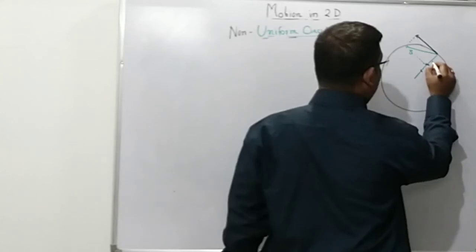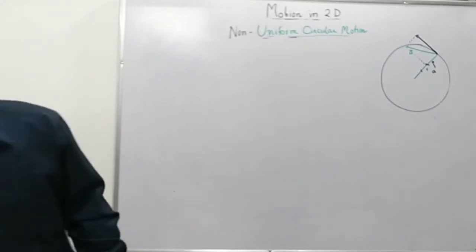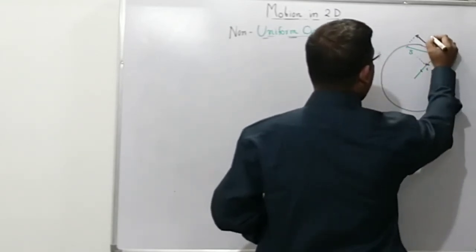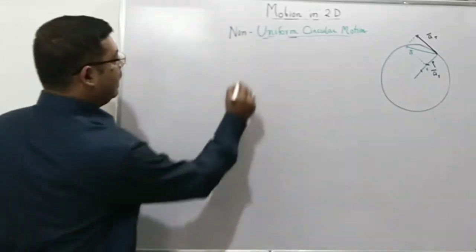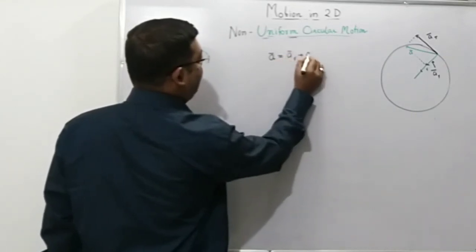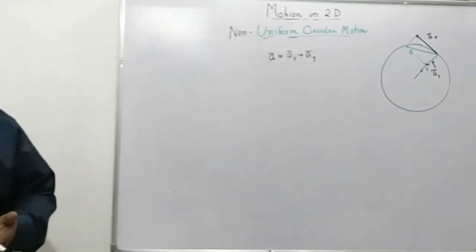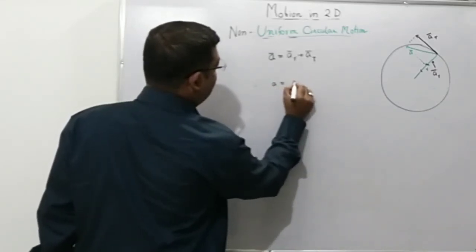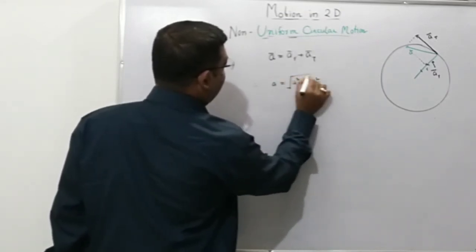One is along the radius, which we will call the radial component. Let's call this A radial, and this will be A tangential. So vector A, that is the net acceleration A, can be written as A radial plus A tangential, right? Therefore, the magnitude A will be A radial square plus A tangential square, whole thing under square root.